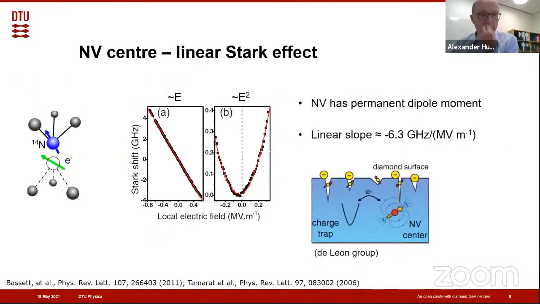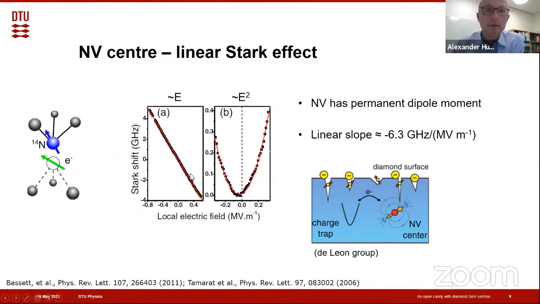Now, the underlying effect is basically that the NV center has a non-central symmetric structure. So it actually contains this extra electron, which is mostly contained at the lattice vacancy site. At the same time, the nitrogen gives away one extra electron. So this is the structural property which gives rise to the NV center having a permanent electric dipole. And the permanent electric dipole gives rise to the observation of the linear Stark effect.